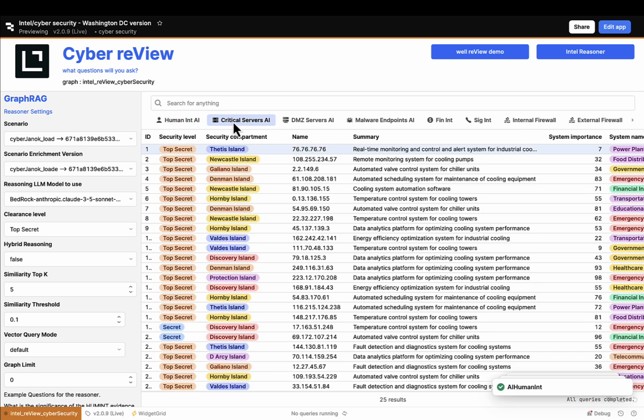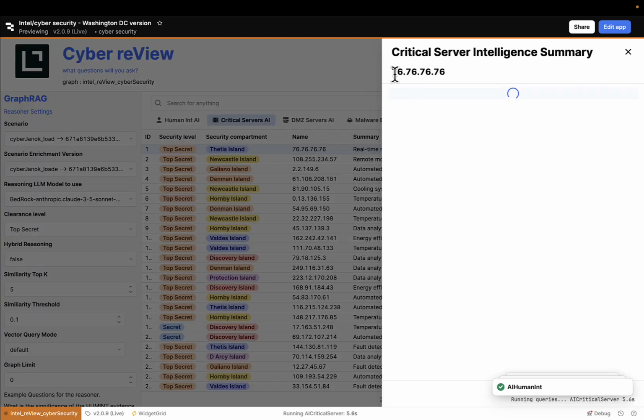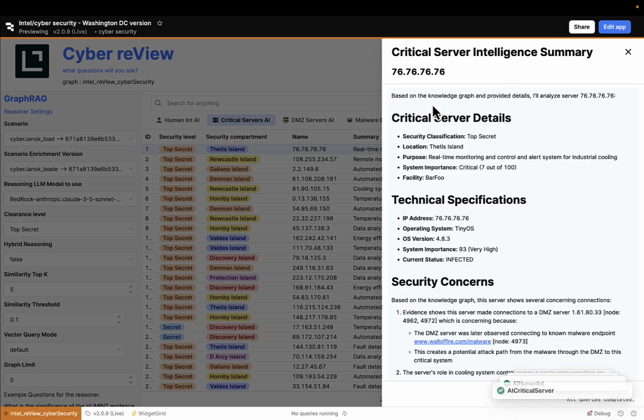I'm going to go to the critical servers. This is the same thing, so you can click on any one of these. So this server here is 767676. This is a critical server that basically we're trying to find how this server could be affected by that piece of intelligence. So what we're doing is passing this server in, and it's looking up that server, and trying to see everything else in the graph that potentially is connected to that server, and making an assessment of what all that intelligence means when you look at it as a whole.